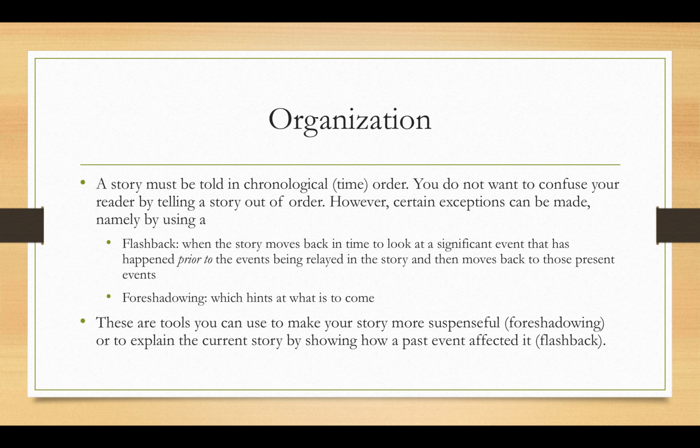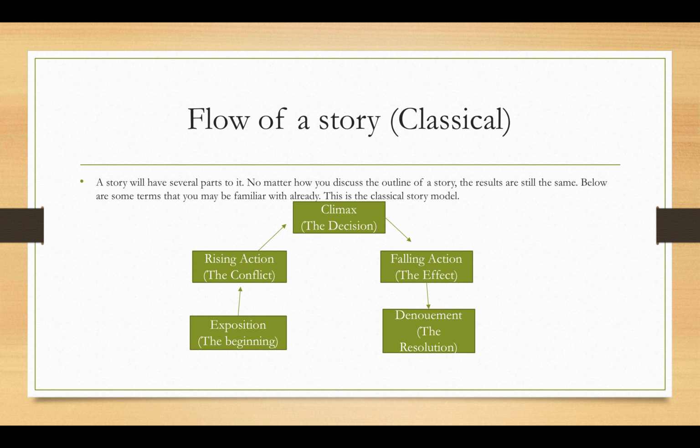So if you're going to tell a story, it's often best to put it into chronological order, but there are exceptions. Flashbacks, of course, take us back in time to an event that happened prior to what you're talking about now. That has something to do with the setup or the characters. Foreshadowing, of course, goes the opposite way, hints at what's to come. So these are really good tools for making it very suspenseful, or adding information to a story without being too direct.